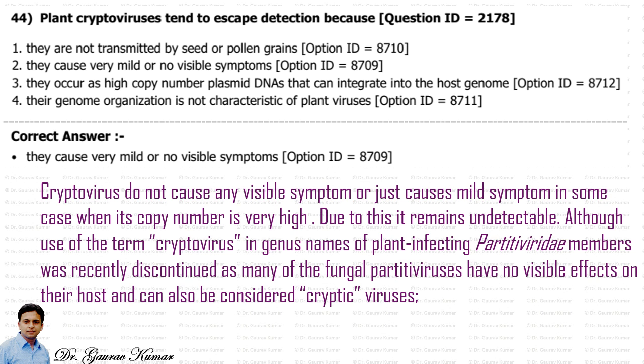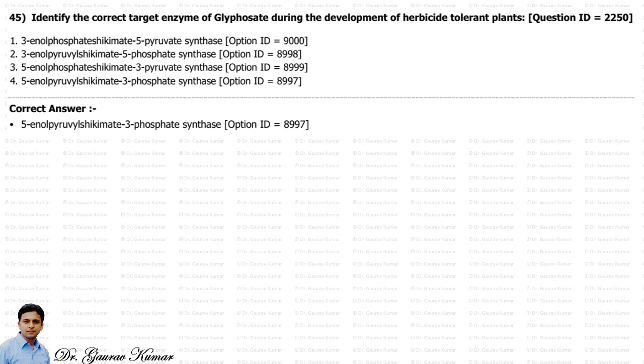So now they have stopped using the term cryptovirus, because the group is expanding. A lot of other viruses already have some name or belong to some family or group, but they also do not show any visible symptoms, and they infect the plant. So they now discourage use of the word cryptoviruses, although cryptovirus means the one which does not get detected easily in the plant, because it causes very mild or no visible symptoms.